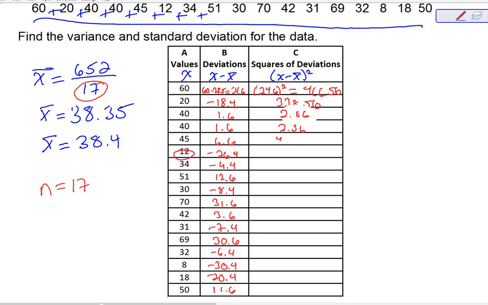2.56, 43.56, 696.96, 19.36, 158.76, 70.56, 998.56, 12.96, 54.76, 936.36, 40.96, 924.16, 416.16, and 134.56.